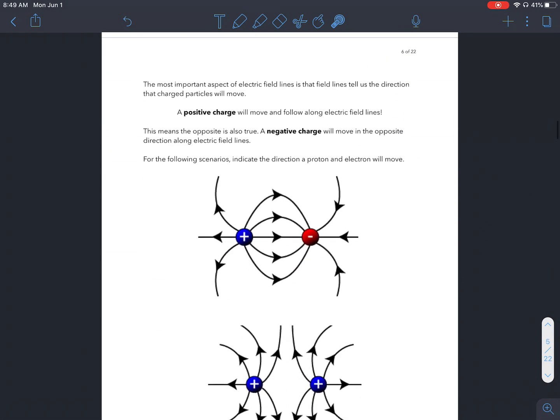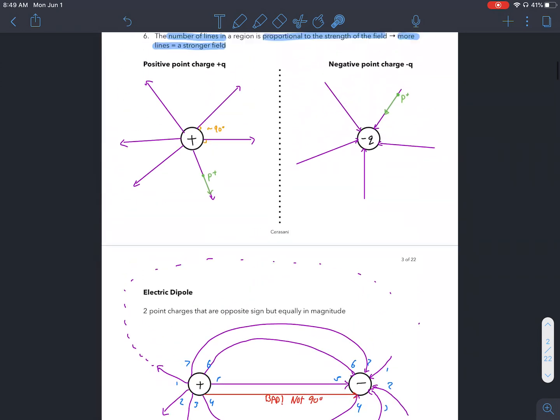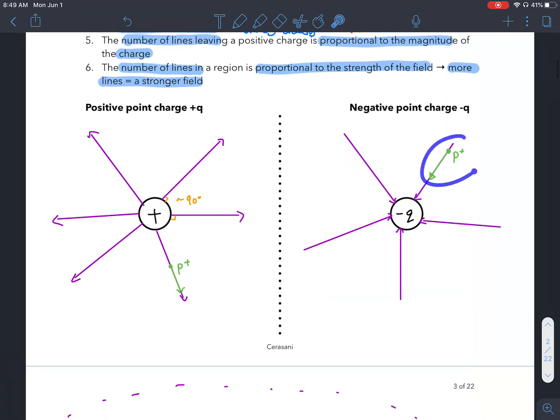Okay, then the positive charge lines, we're going to talk about that more in class. This is more of an introduction on how you draw these things. I kind of showed you already what positive charges will do, like so, but we'll talk about the rest in class together.